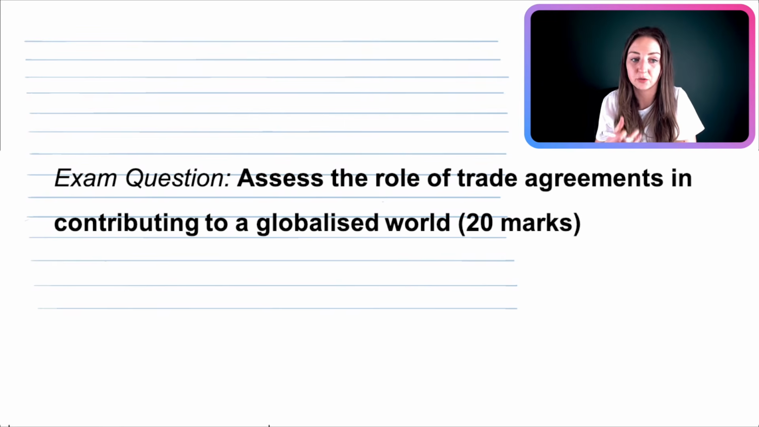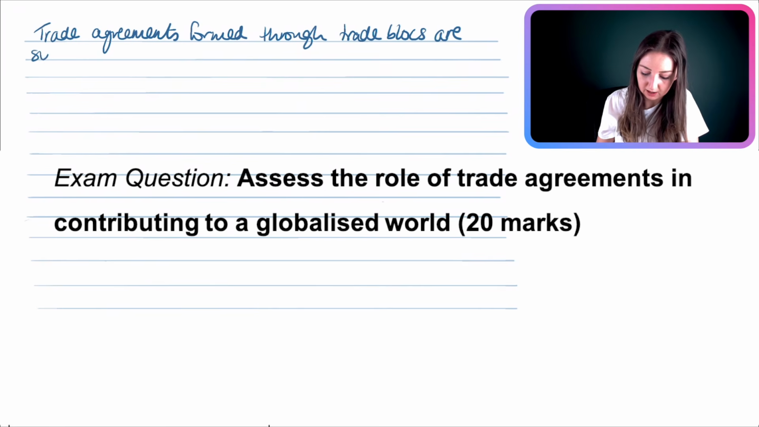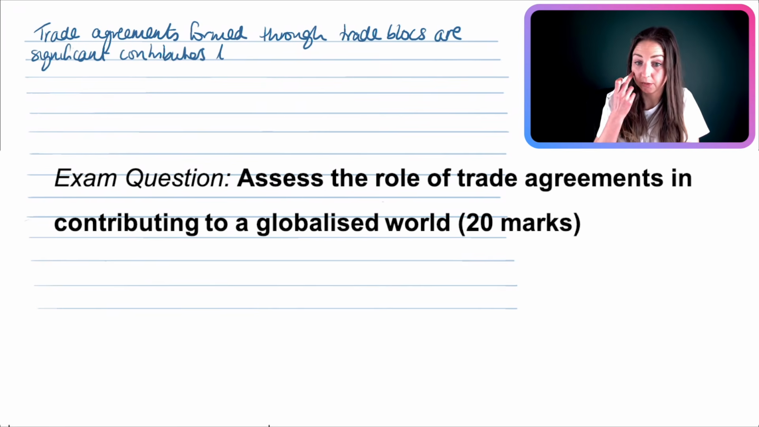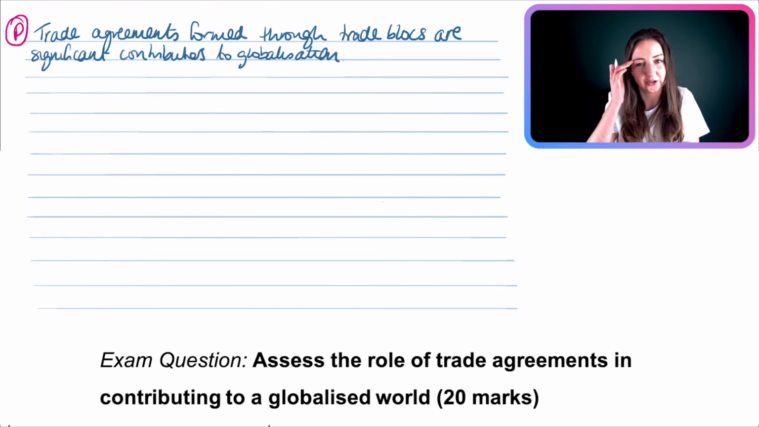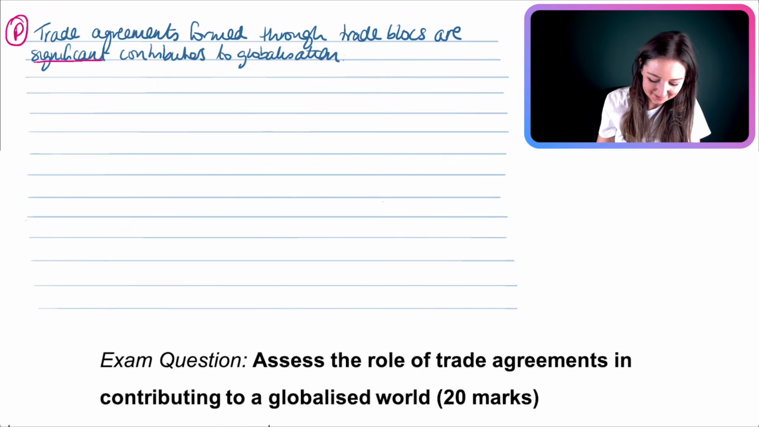So my first sentence is really, really simple. I've just reworded the exam question, making it a point, linking to what I'm going to talk about. So I'm going to talk about trade agreements in this paragraph. So this is my first point here. I've also already used the word significant, so I'm starting to use evaluative writing. And next I'm going to go on to my evidence. This is what I get my students to do at the beginning, actually writing out PEEL as they go through it, because they find it really useful, particularly because they use the critique part. So trade agreements formed through trade blocs are significant contributors to globalization.